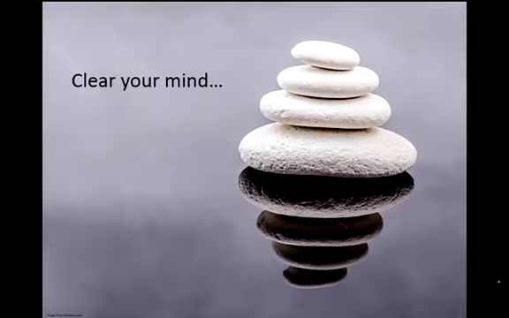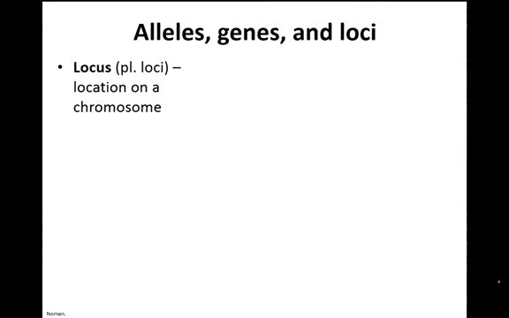Before we get started, though, I want to talk briefly about those words you guys have been listening to and hearing about recently. One of the words that is quite important when it comes to population genetics is this idea of a locus. A locus is singular. The plural is loci. And all it means is that it's a location on a chromosome.